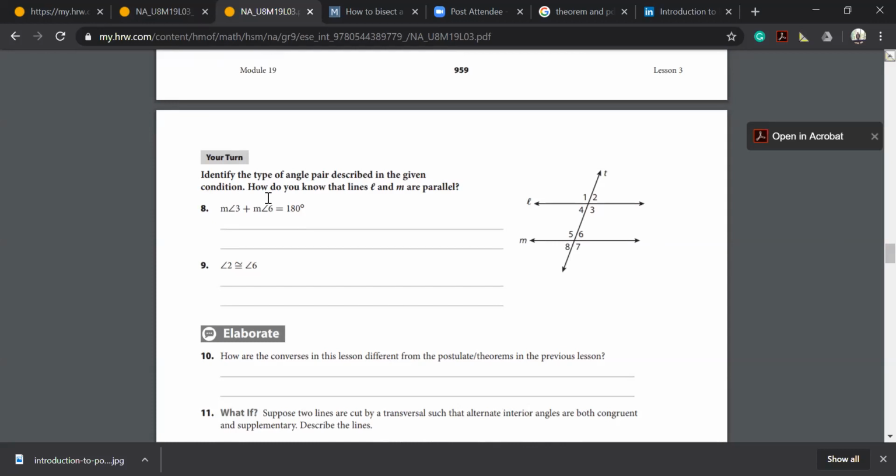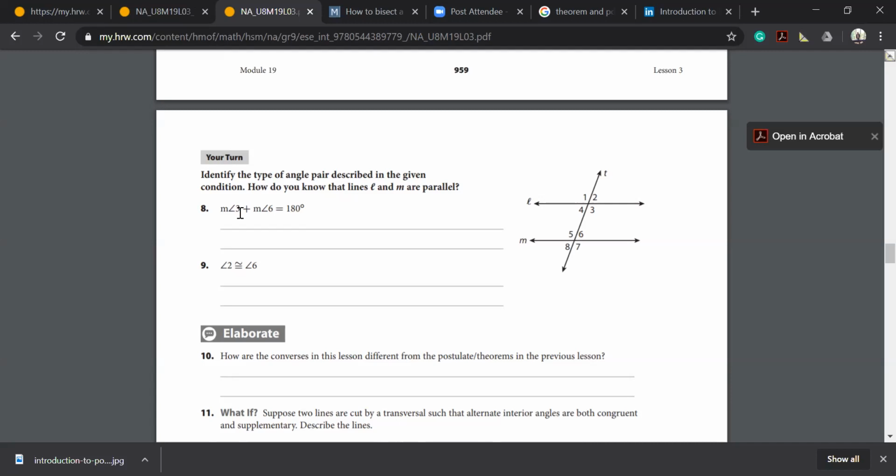Okay, let's read them. Identify the type of angle pair described in the given condition. What does it mean to identify the type? How many types of angle pair do we have? We have 4 types. We have same side interior angles. We have corresponding angles. We have alternate interior angles. We have alternate exterior angles. So he is telling you to identify what type of angle this is. And according to this, will the lines be parallel or not?